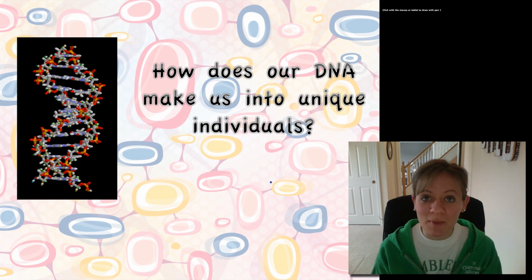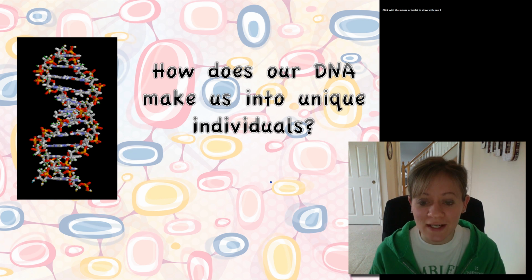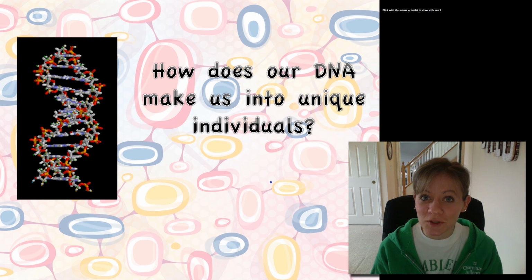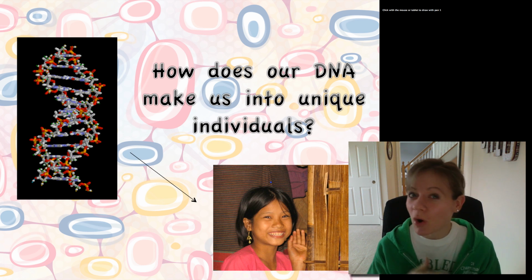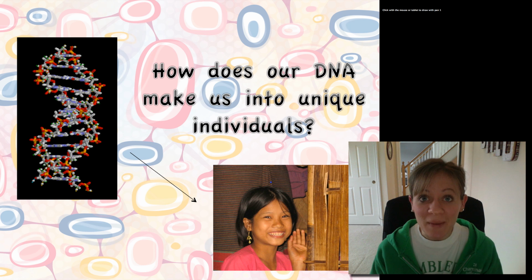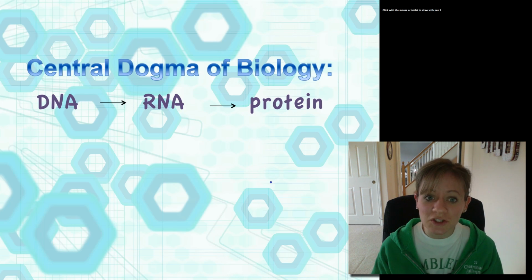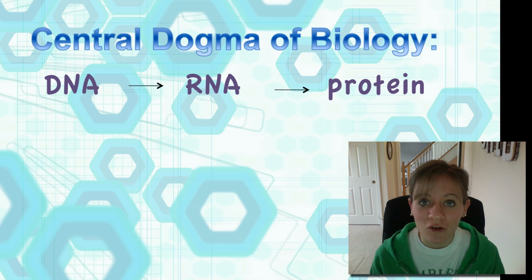So we've already learned all about the structure and function of DNA and how DNA gets replicated in the nucleus so that a new cell can get a whole copy of DNA. But now we really want to come to the crux of the situation here. How does that DNA that we learned about make us into unique individuals? How do we go from DNA to all of the various proteins that make us who we really are and allow us to function? Well, this brings us to the central dogma of biology.